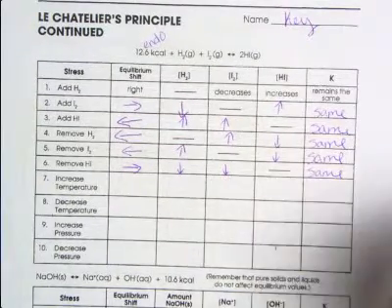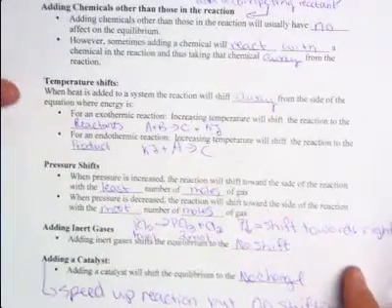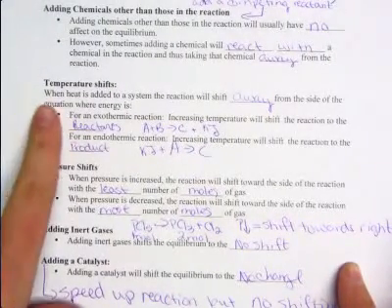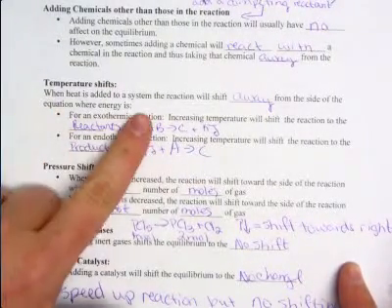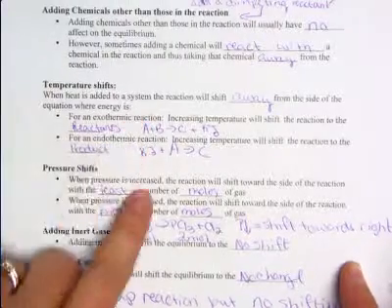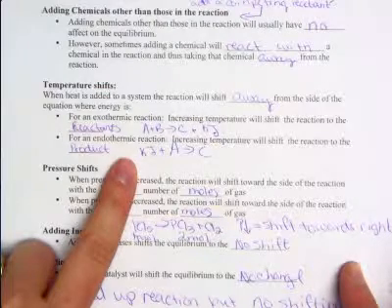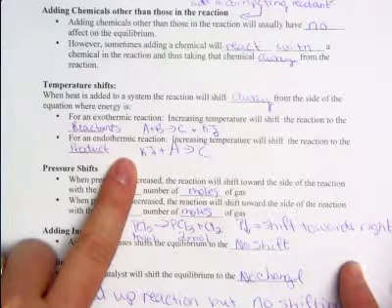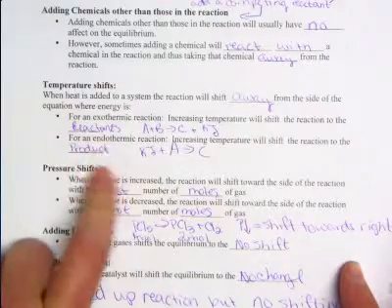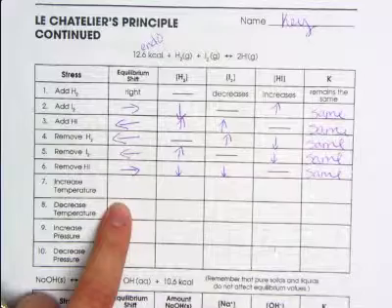Now we're talking about temperature. Number 7 and number 8 are talking about temperature, right? So let's look back at our notes and let's review temperature. In temperature, when heat is added to a system, the reaction will shift away from the side of the equation where the energy is. Okay? We've already determined this is an endothermic reaction, right? So therefore, increasing the temperature will shift the reaction towards the right, towards the products. So if we increase our temperature, it is going to shift it where?